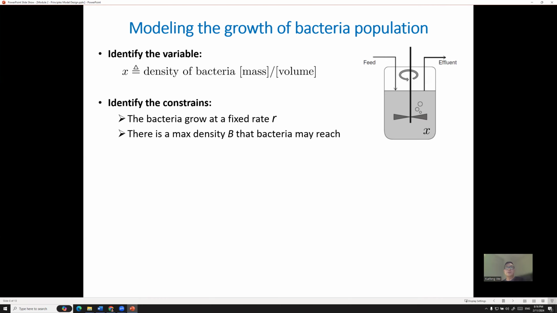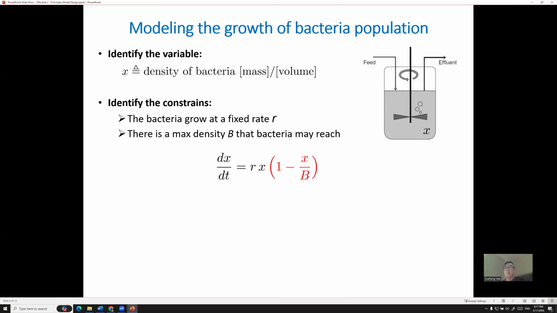So I can incorporate this constraint into my model by changing the rate equation as shown here. We add this additional term. This additional multiplicative term, 1 minus x over b, is meant to ensure that x does not exceed b. Because when x equals b, x over b is 1, so 1 minus 1 is 0, and then the derivative will be 0. That means x will stay constant at the maximum density value b.